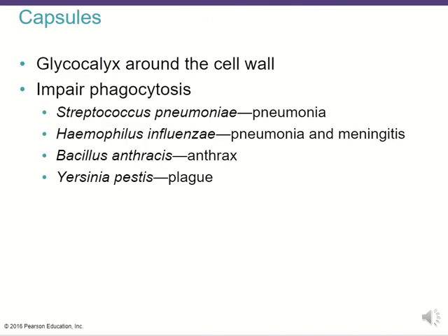Capsules are glycocalyx around the cell wall. They impair phagocytosis, or the engulfment of bacteria by large white blood cells. It's shown in the case of Streptococcus pneumoniae, which causes pneumonia, Haemophilus influenzae, which can cause pneumonia and meningitis, Bacillus anthracis, which can cause anthrax, and Yersinia pestis, which can cause plague.